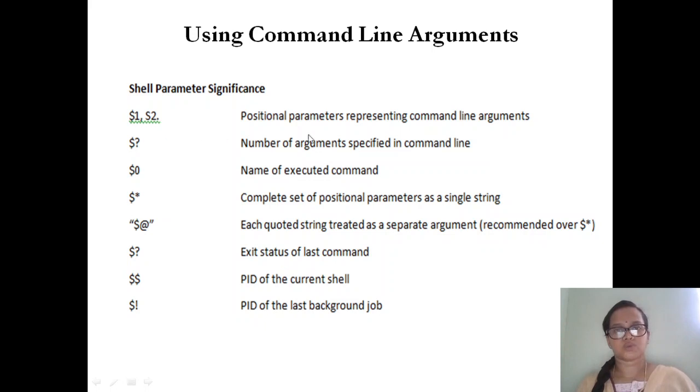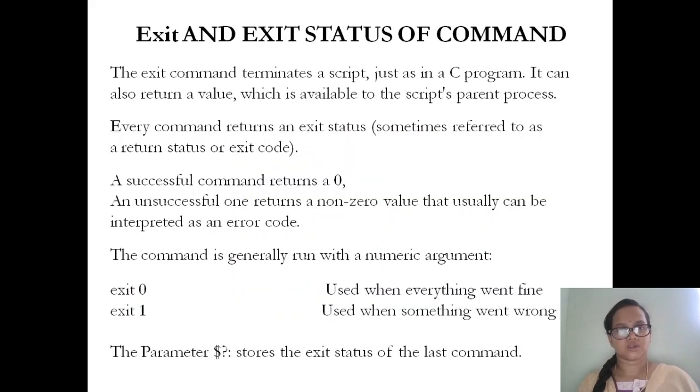$1, $2 are positional parameters representing command line arguments. $# means the number of arguments specified in the command line. $0 means the name of the executed command. $* means the complete set of positional parameters as a string. $@ means each quoted string is treated as a separate argument. $? is the exit status of the last command. $$ is the PID of the current shell. $! is the PID of the last background job. So these are all the parameter significances.